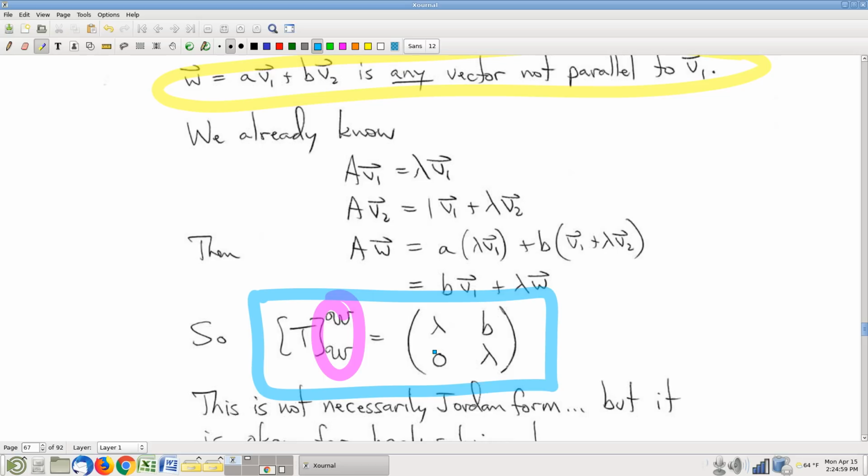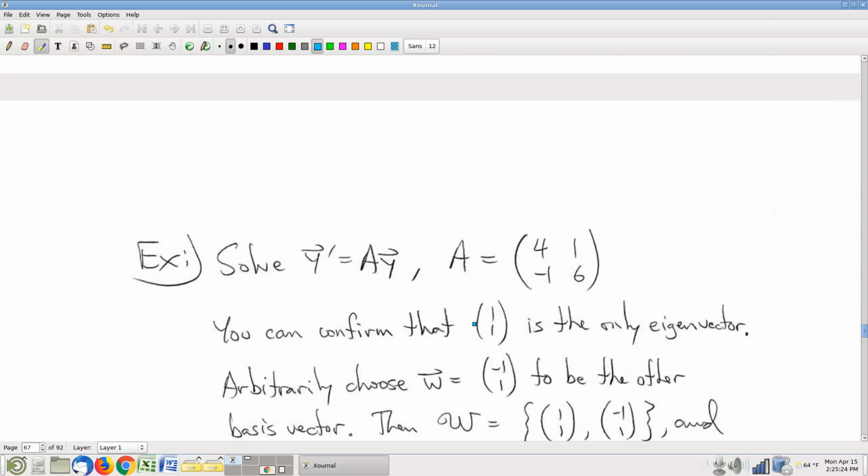Now, it's not Jordan form. This is not necessarily a 1 here. But we don't really need to have Jordan form. All we need is to have this new matrix represent a system that is back solvable. In other words, all we need is to have all zeros below the diagonal, and this always will be. So, pretty neat trick. So here's an example.